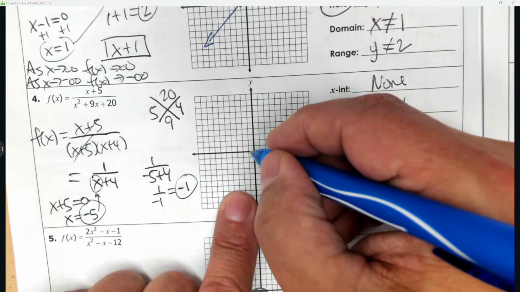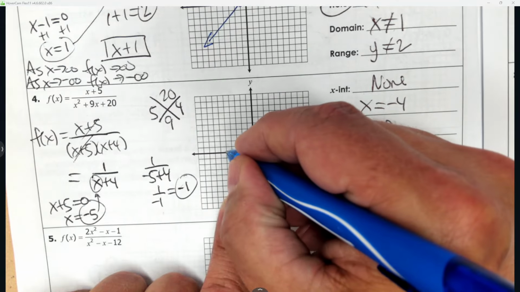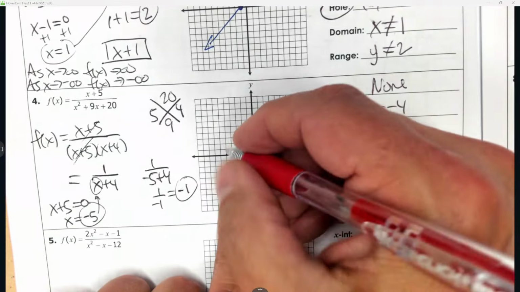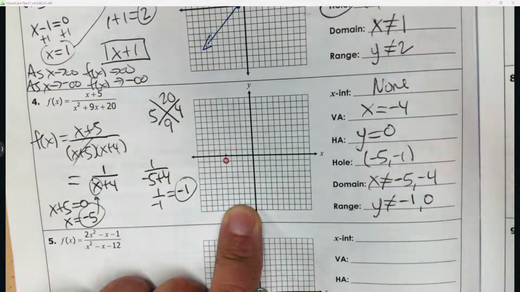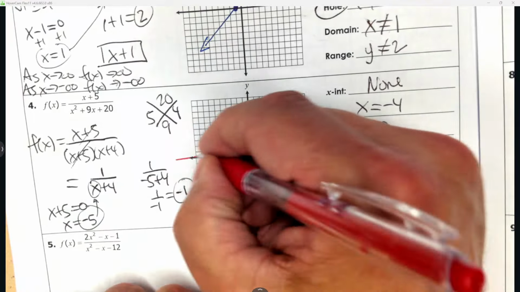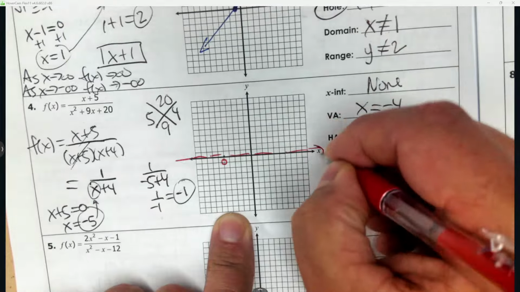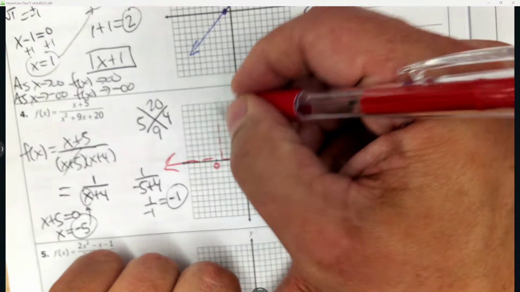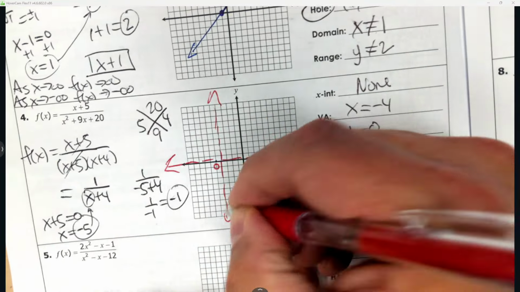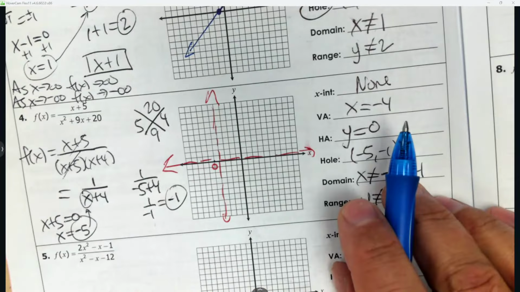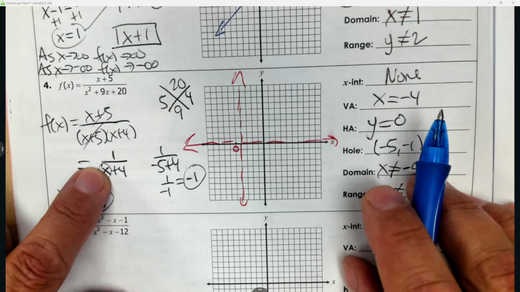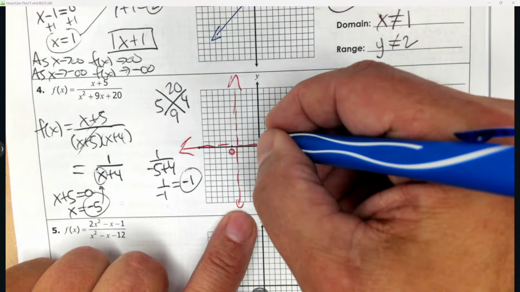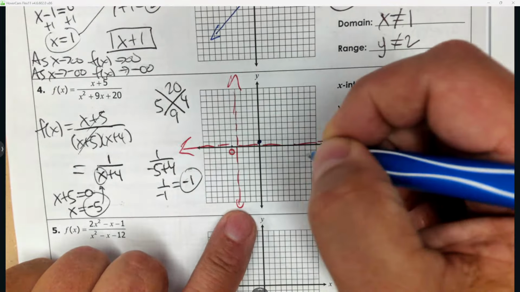So we have negative 5 and negative 1, that's a hole, so I'm going to put a circle there. I have a horizontal at 0. I have a vertical at negative 4. And I have no x-intercept. But you know what? I do have a y-intercept. If I plug in 0 for x, 0 plus 4 is 4. I have 1/4. That's okay. 0 and 1/4 is like right there.